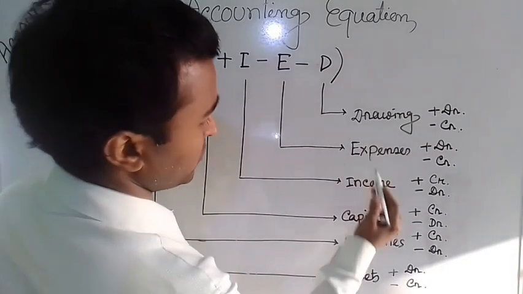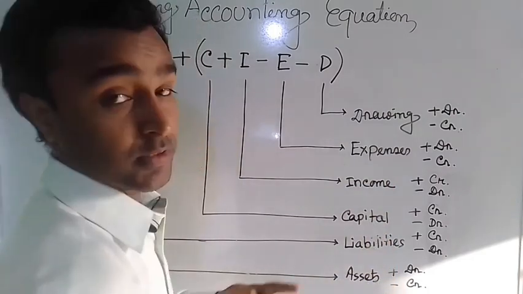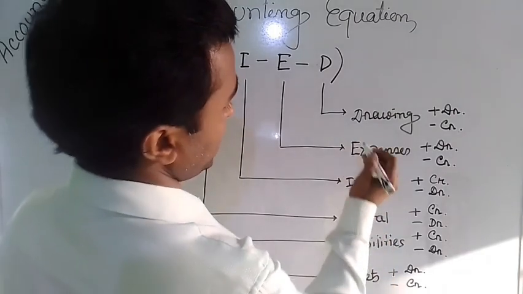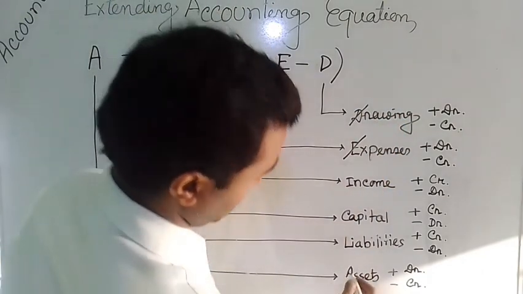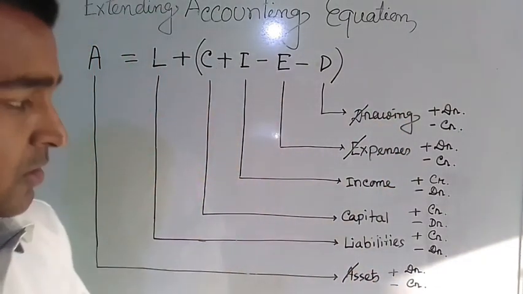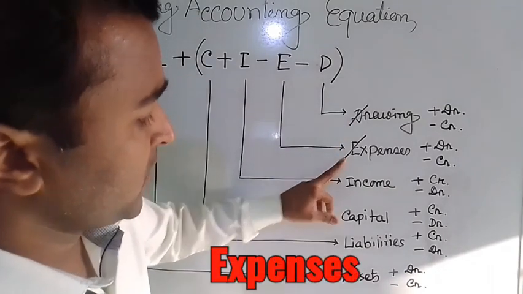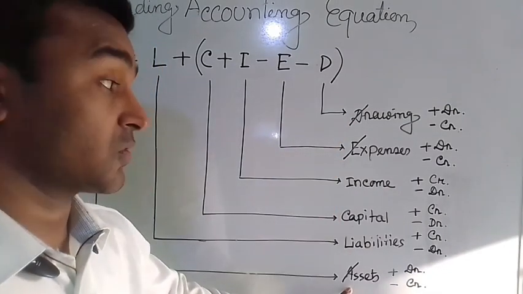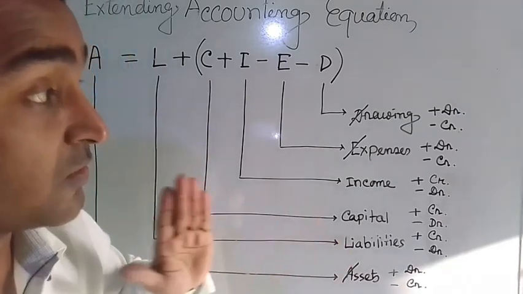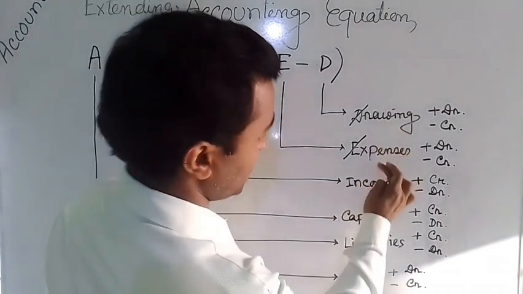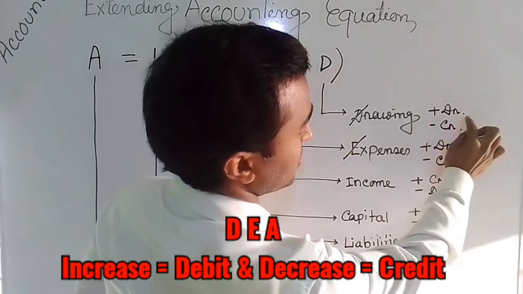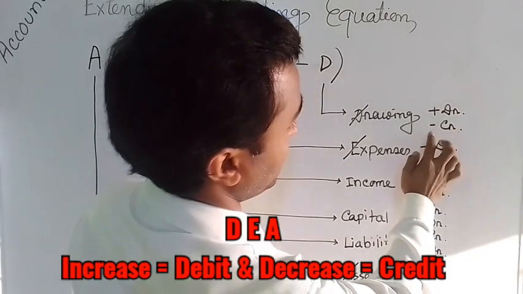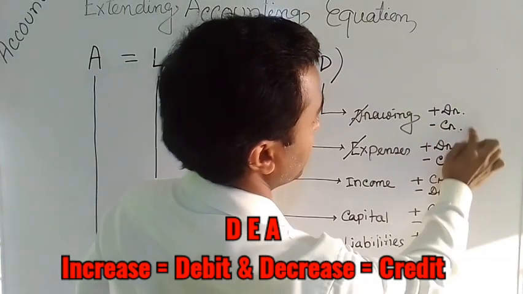Here, 1, 2, 3, 4, 5, 6 elements. Number 1, drawing, put a tick mark. Expense, tick mark, and assets. Drawing, expense, and assets. Dear viewers, look at this stage very sincerely. When these three elements increase, then it goes to the debit side. On the other hand, if it decreases, then it goes to the credit side.